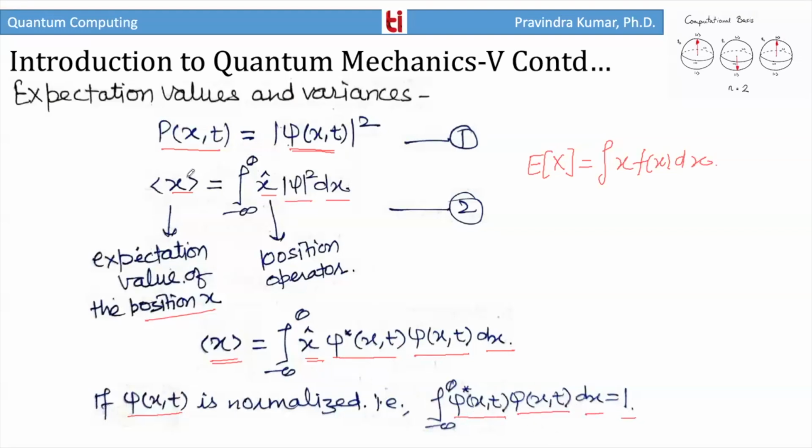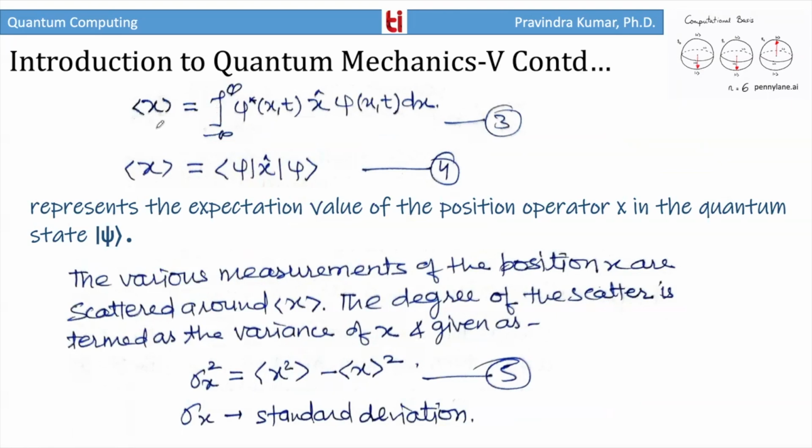Here the position operator x is basically the Hermitian operator representing an observable. So we have seen the expected value of operator x is the integral of the complex conjugate of wave function psi(x,t), position operator, and wave function psi(x,t) dx. And this can be written as the inner product of the operator and the wave function psi as here. And this represents the expectation value of the position operator x in the quantum state psi.